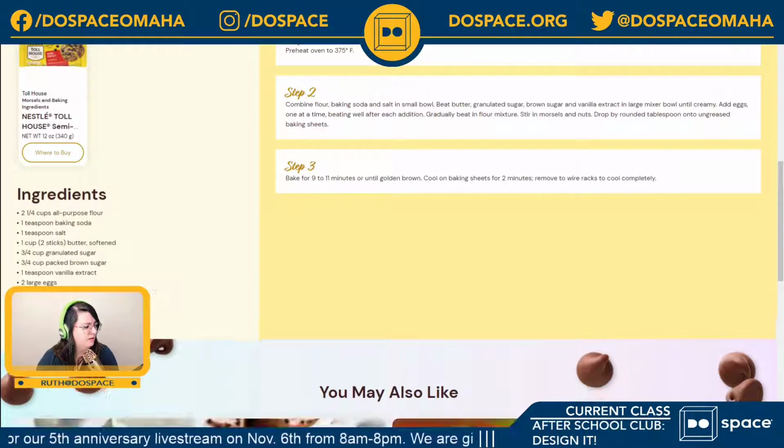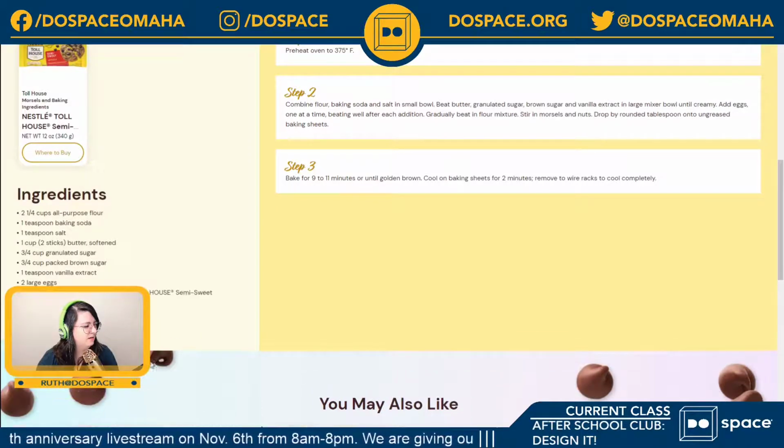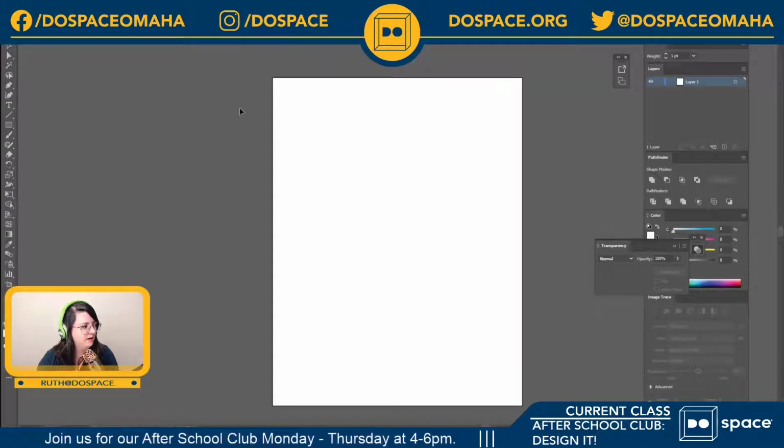I don't think I will need a part for the chocolate morsels because usually those packages are sized to what you need. So right here it says 12 ounces and right here it says 2 cups, 12-ounce package. So I can skip the eggs, nuts, and the chocolate morsels. Okay, so I'm just going to put the Illustrator here.